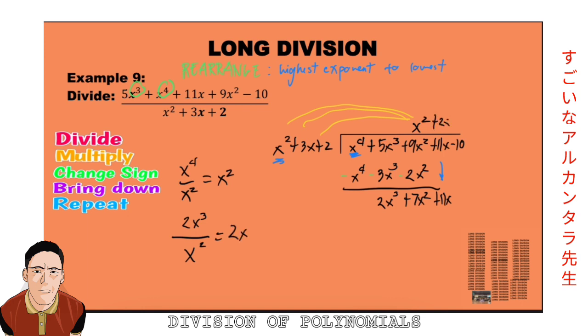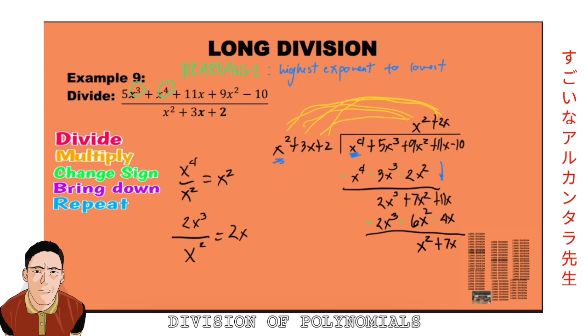So plus 2x. 2x again will be distributed to three things in particular. So 2x times x squared, you get there a 2x cubed. 2x times 3x, you get yourself a 6x squared. And 2x times 2, you get yourself a 4x. Now we change their signs. So you will have 7 minus 6, that's equal to 1. So x squared, then 11 minus 4, you get yourself a 7x.